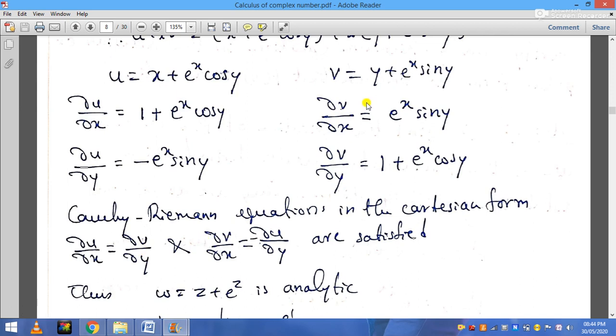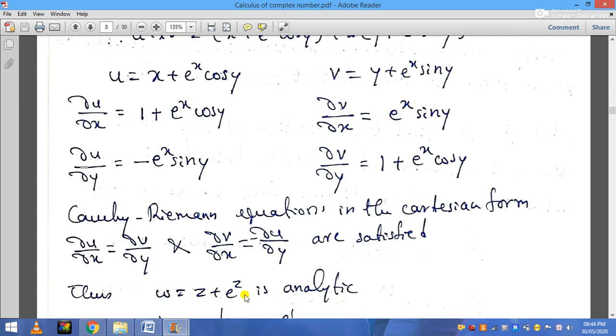Then the second one is dou u by dou y equal to minus dou v by dou x. Dou u by dou y value is minus e raised to x sin y, and dou v by dou x value is e raised to x sin y. So it is also that both are equal. Therefore these two conditions are satisfied. Therefore w is equal to z plus e raised to z is analytic.